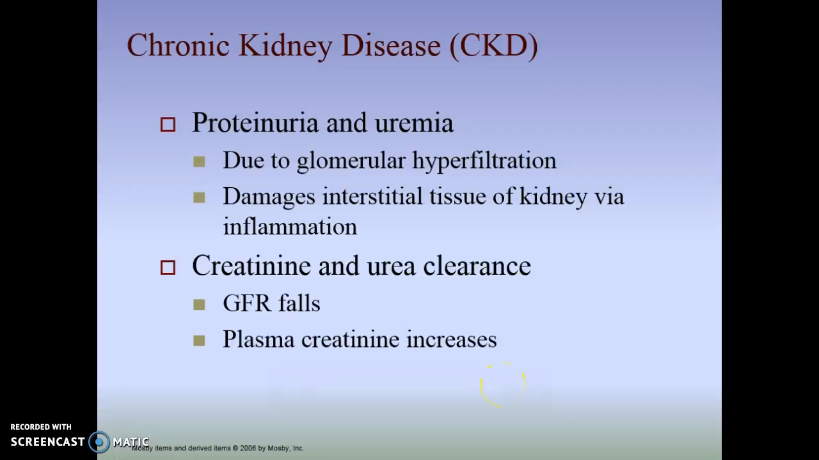All right, so again, with the chronic kidney disease, you have protein in the blood, and uremia, simply because of the glomerular hyperfiltration damages to the interstitial tissue of the kidney. All right, and then your body simply cannot filter. All right, so the urea is not filtered, urea builds up in the blood, plasma creatinine levels increase.